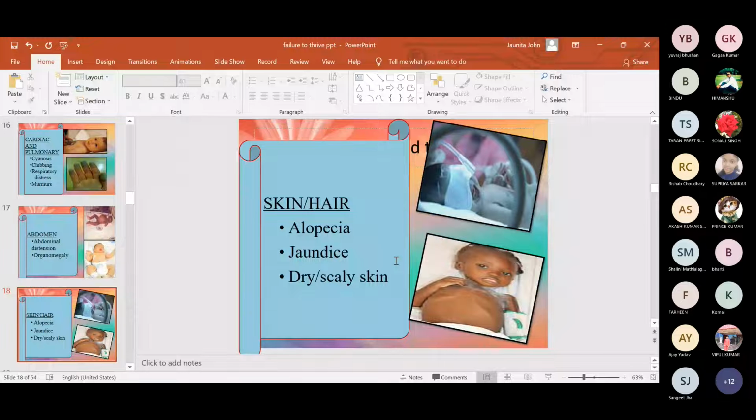Next is dry and scaly skin. In the second picture, baby, you can see very dry and very thin skin of the particular baby. The baby is also looking very thin. No muscle or fat in the baby's body.